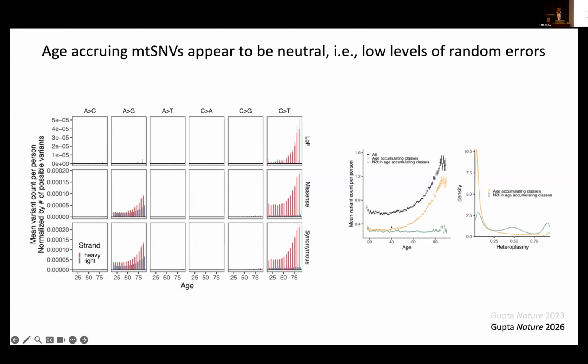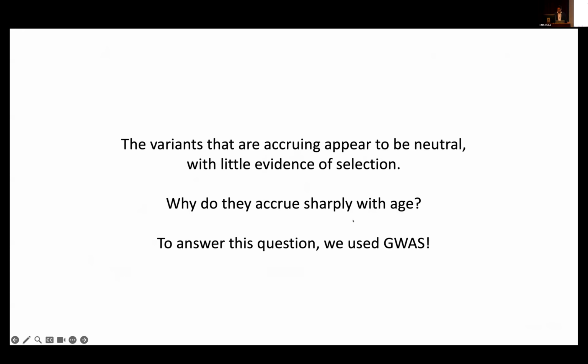Most mtDNA variants are functionally recessive. And so these appear to be just low levels of errors. They're so low, they're typically not going to have an impact on mitochondrial bioenergetics. What we're finding is that the variants that are accruing appear to be neutral, and we don't see any strong signs of selection. So if there's no selection, then why are they accumulating so sharply at the age of 60?